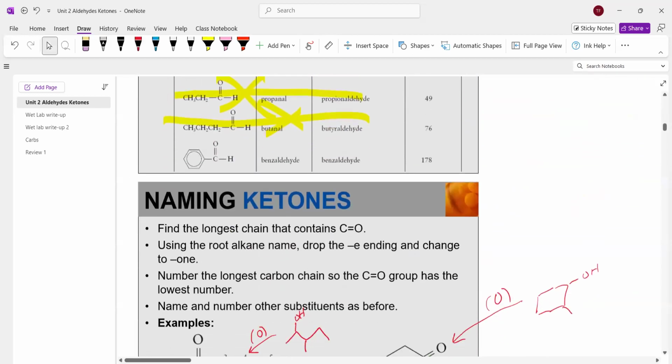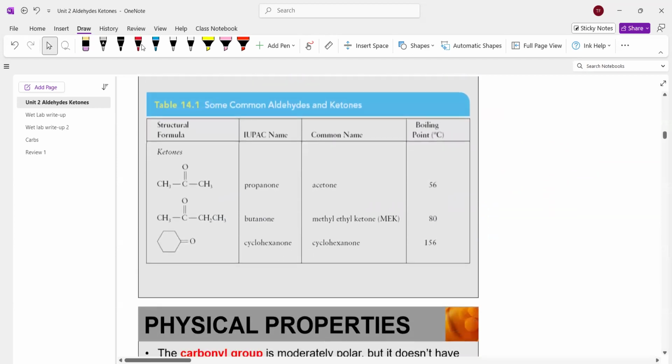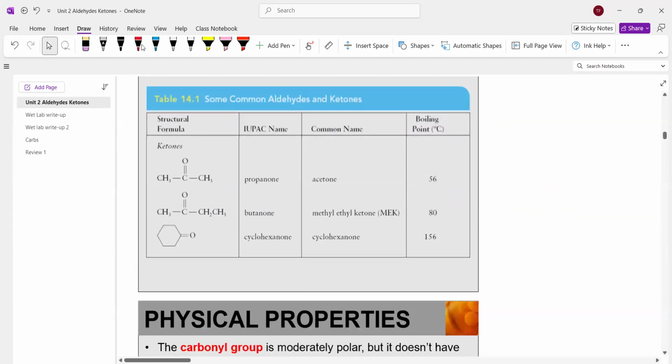Now with a ketone, you don't start with the functional group. You've got to start on one end or the other of the non-cyclic ketone. If it's cyclic, you'd start on the carbonyl group, the C double bonded O, for number 1 carbon.